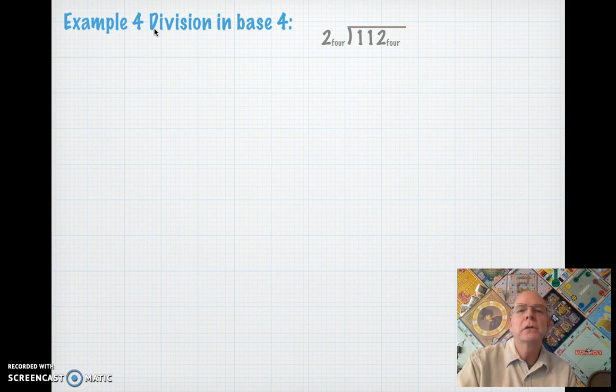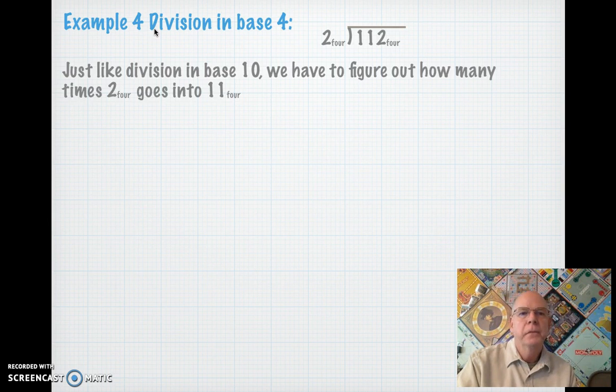So our example here is going to be in base 4. We want to divide 112 in base 4 by 2 base 4. Just like in base 10, we have to look at the first 2 digits there because 2 doesn't go into 1 by itself. So we need to figure out how many times 2 goes into 11. We're going to figure that out by doing some multiplication here.